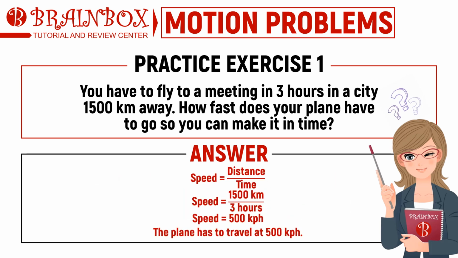Time is up. The correct answer is 500 kilometers per hour. Using the equation speed equals distance over time, we divide 1,500 kilometers by 3 hours to get our required speed, 500 kilometers per hour. Therefore, the plane has to travel at 500 kilometers per hour.